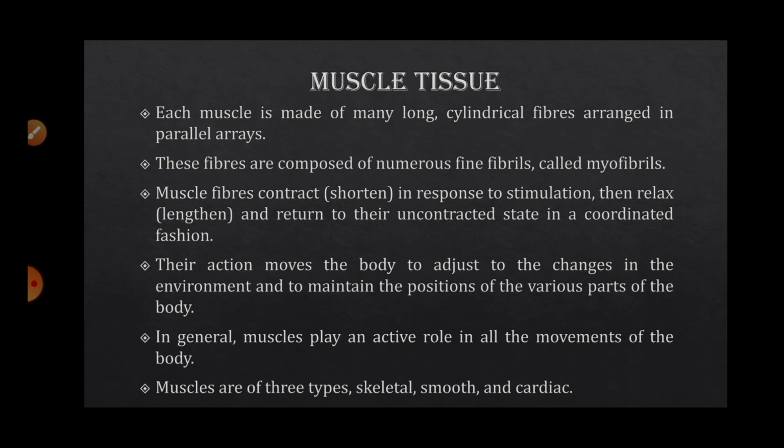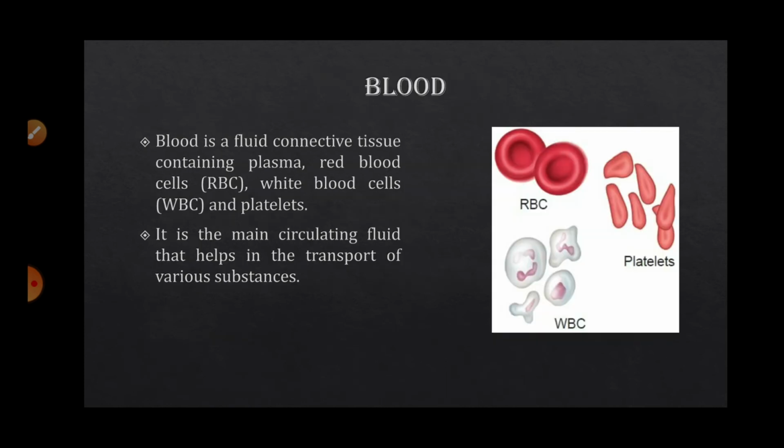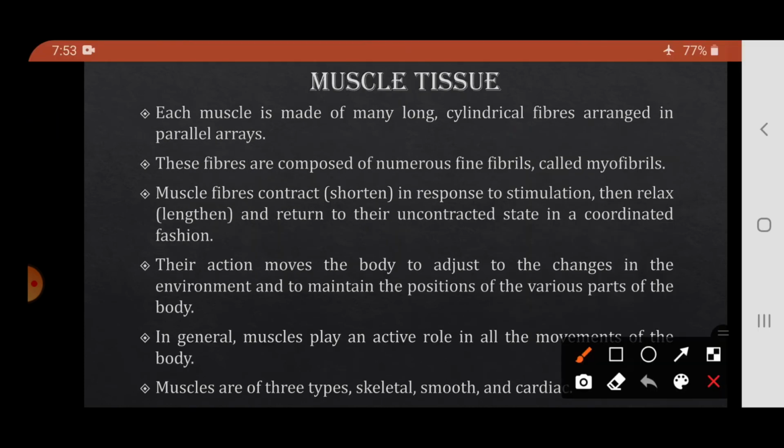Now let us begin with the next type of tissue, which is called the muscle tissue. Just as every tissue is made of cells, the muscle tissue is also made up of cells. These cells are called fibers. So the cells of the muscle tissue are called muscle fibers.